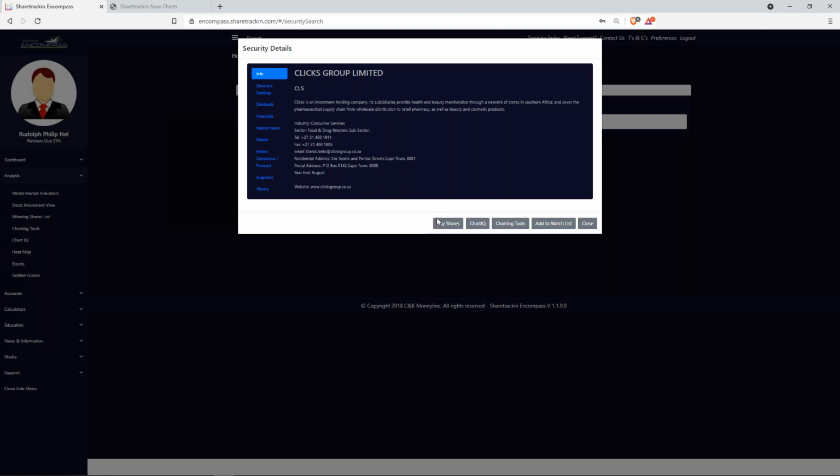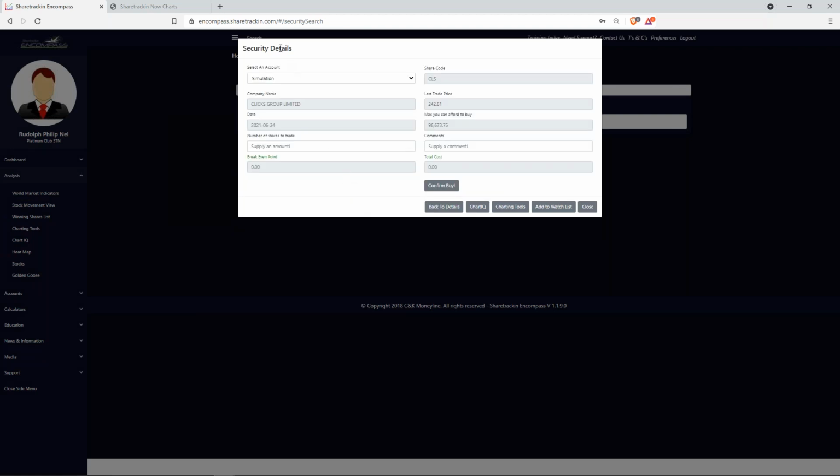Then I can go to buy shares and I'll give him my security details. Now, I've got a few accounts here. I've got my CV account, simulation account, trading account, simulation account. So I'm going to use the bottom simulation account, and then I need to enter the amount of shares. Now, we already worked out how many shares we need. We need 31 shares. So we're going to enter the amount of 31 shares.